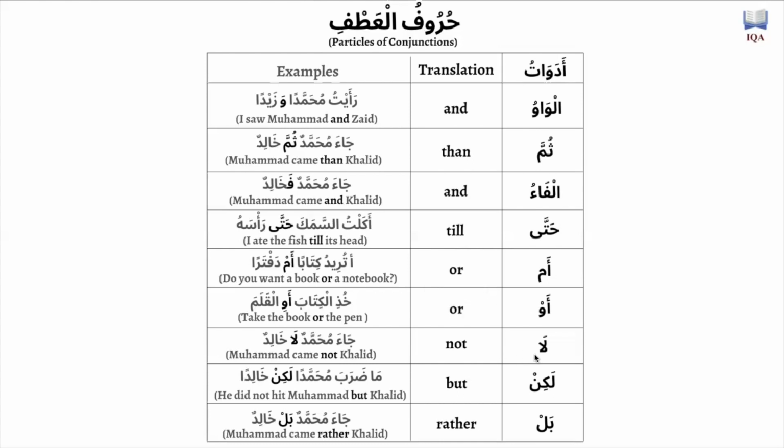La means not, and again, there are many different types of la. One of the types of la is the harf al-ataf, but the la can sometimes just come as a particle of negation. جاء محمد لا خالد. Muhammad came, not Khalid. لكن means but. ما ضرب محمدا لكن خالدا. He did not hit Muhammad, but Khalid. And then there's finally bal, which means rather. جاء محمد. Muhammad came, but no, rather Khalid. So these are the 9 different particles of ataf. And this is how the ma'tuf functions.